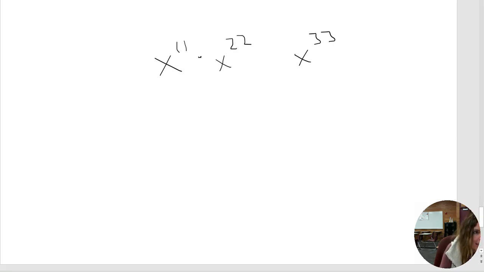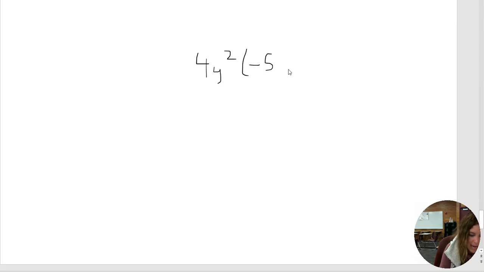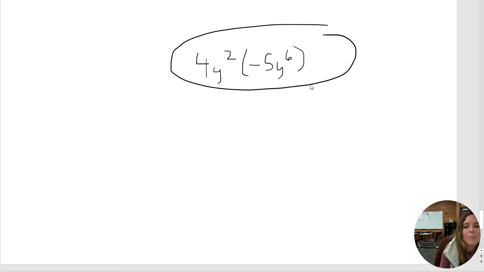Okay, and then the last one, 4y to the 2nd times -5y to the 6th. So these right here are being multiplied together. This is just one big multiplication problem. So the 4 needs to multiply with the -5, and the y to the 2nd needs to multiply with the y to the 6th. So this would end up being -20y to the 8th.